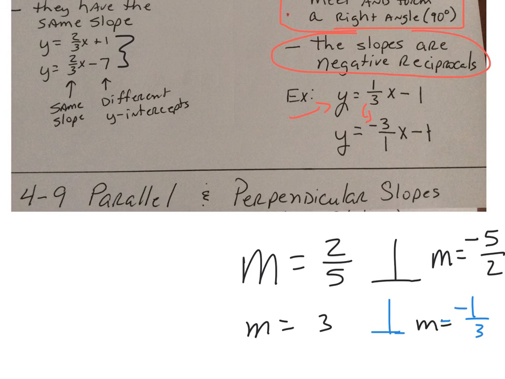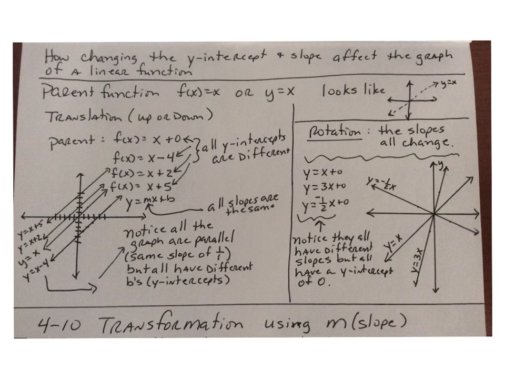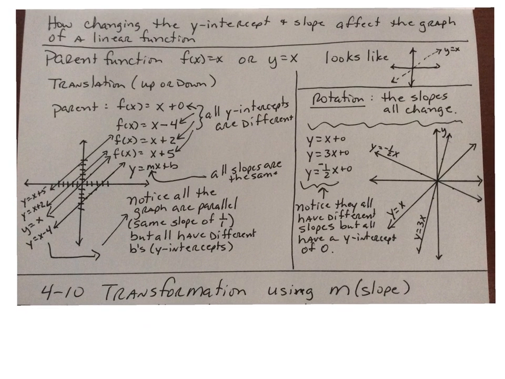All right? Now, let's kind of move some things around. These are called transformations. All right? Transformation. Okay? Basically what that means is that we're going to be moving graphs around. And there's two things that I want to look at. I want to look at how changing the y-intercept and the slope are going to affect the graph.